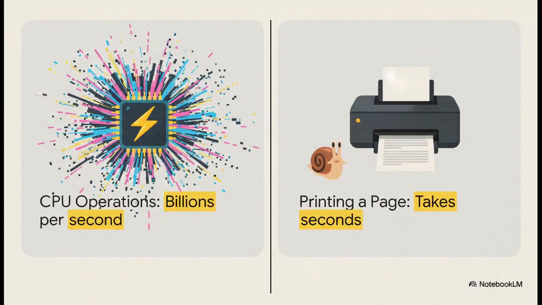Just think about the scale of this for a second. A CPU can perform billions of operations in the time it takes a printer to mechanically roll one single sheet of paper past a printhead. It's not even close. If the CPU had to personally sit there and manage every tiny movement, it would be a colossal, almost criminal, waste of its power.